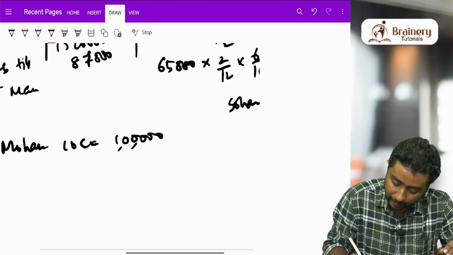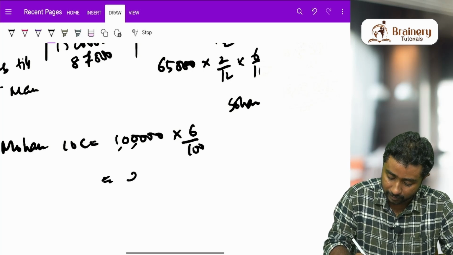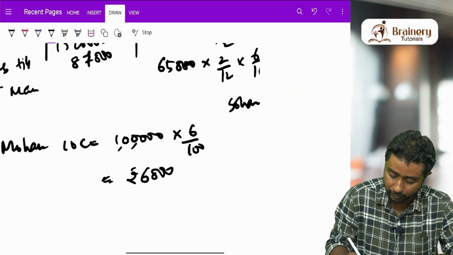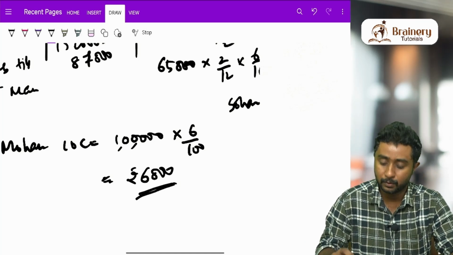So 1 lakh into how much percentage? 6 by 100 is enough, because for the entire year we have to calculate his interest. So how much? Rupees 6,000 will come. So 6,000 for Mohan, and for Sohan it is 5,365.